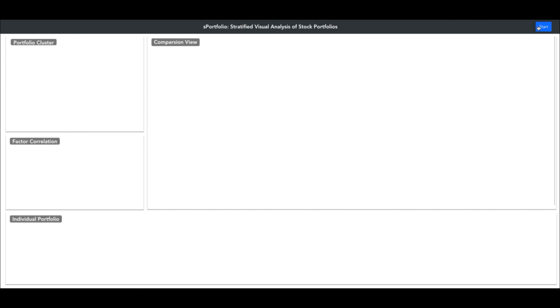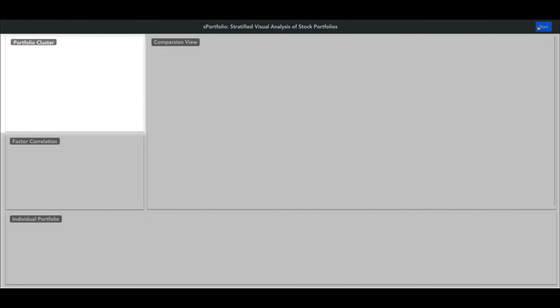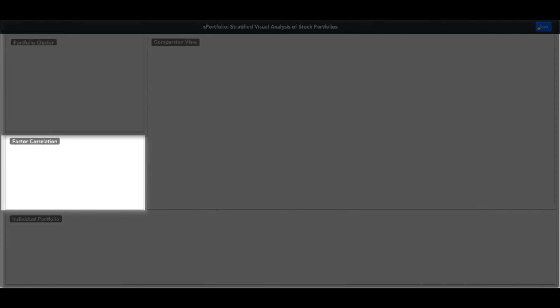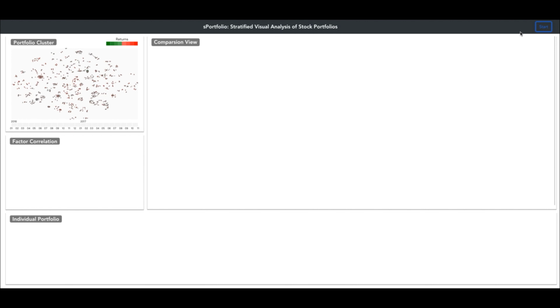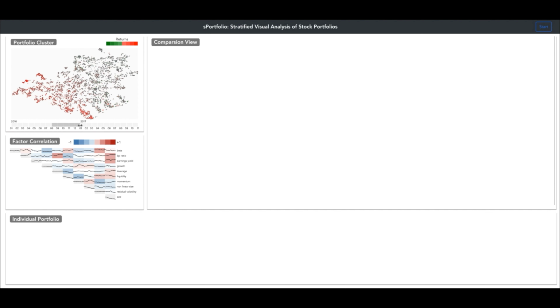The sPortfolio system has four major sections, including the clustering view, the correlation view, the comparison view, and the individual view. The portfolio cluster view on the top left contains all the portfolios available for selection in a selected period, clustered by their factor data. The color of each portfolio represents its relative cumulative return to the market benchmark in the period. Red color encodes superior return, while green color indicates performance lower than the benchmark.